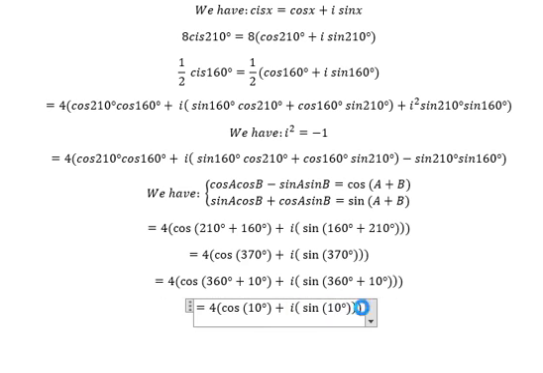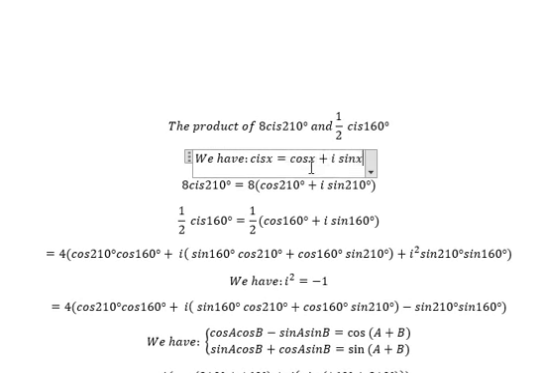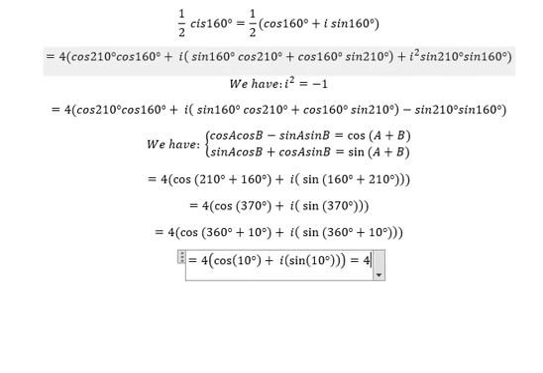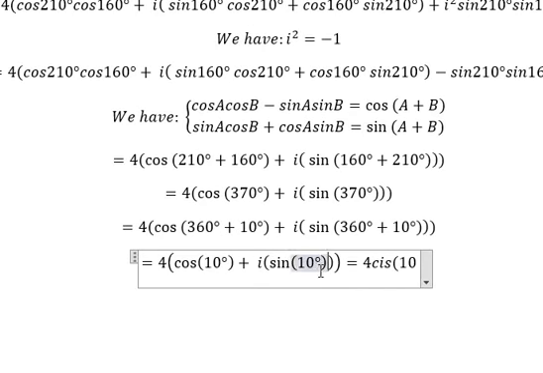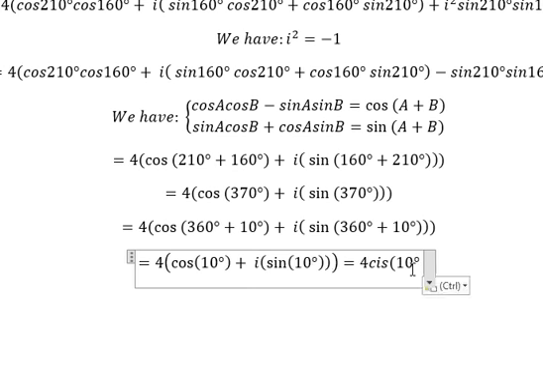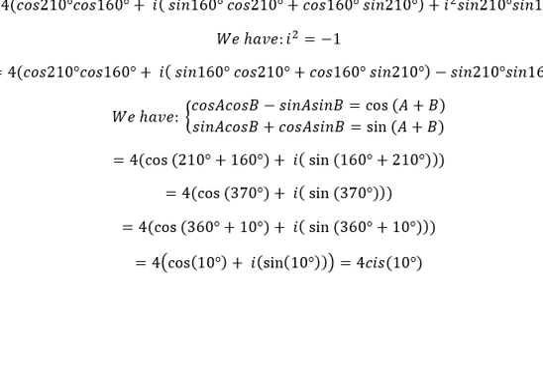And now we can apply the formula in here to convert back to cis. And that is the final answer.